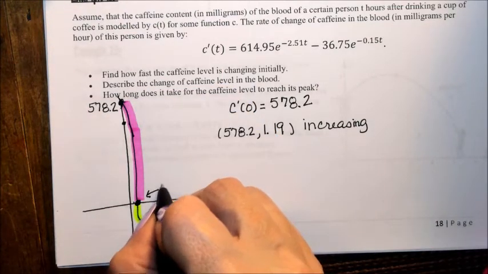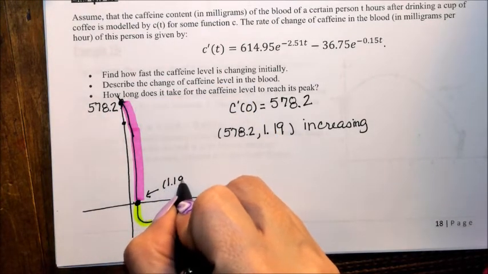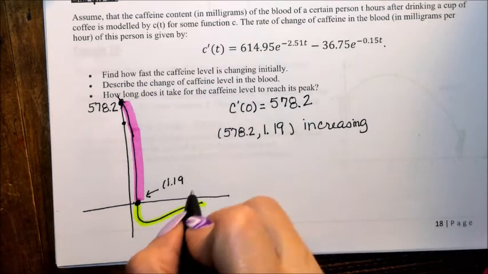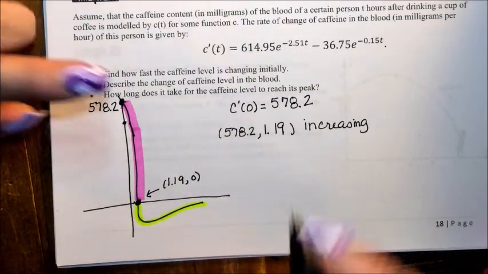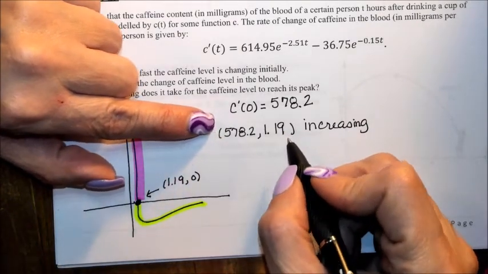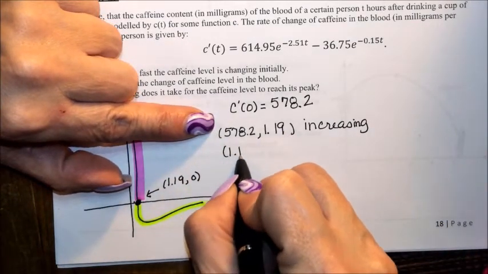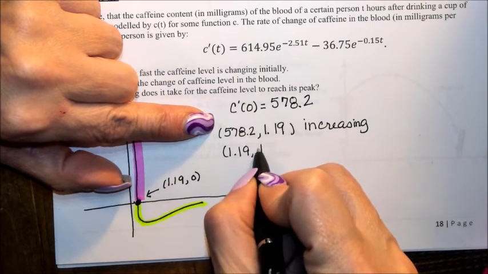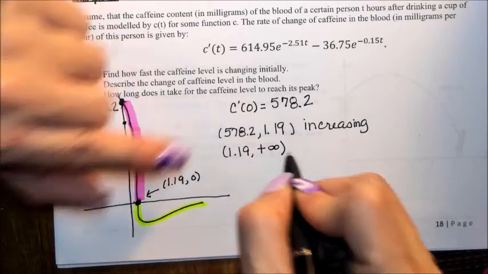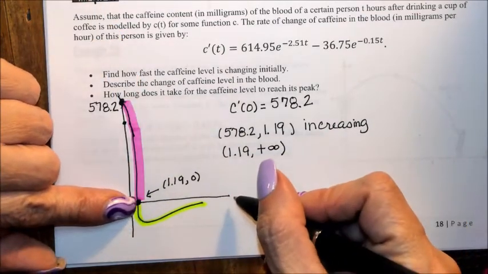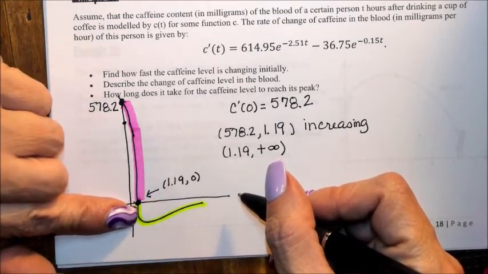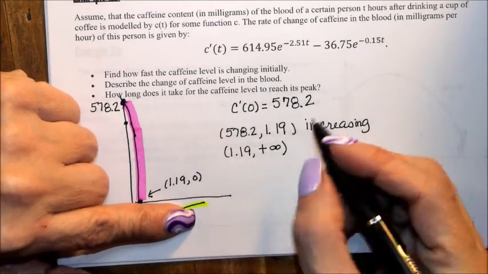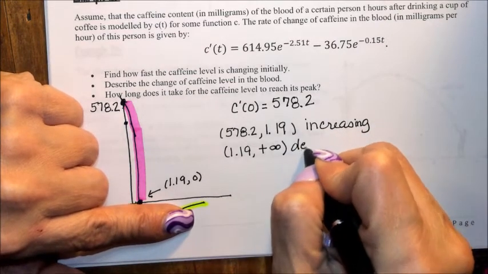So, that point right there, 1.19. And the y is 0 right there. All right, so at 1.19, we have a turning point. And what happens at 1.19 to positive infinity, my graph is always below the x-axis, so my graph is decreasing, meaning you're coming down off of that caffeine high. So my graph is decreasing.